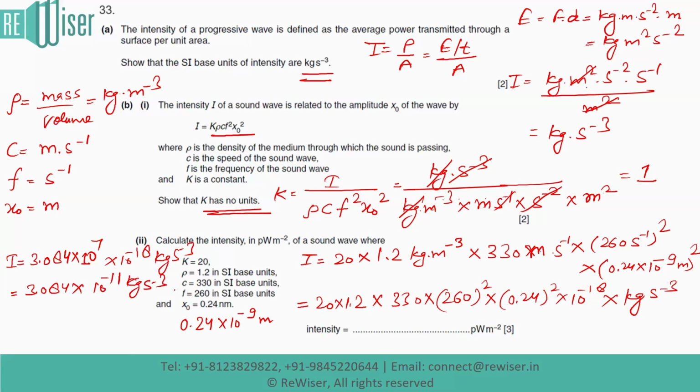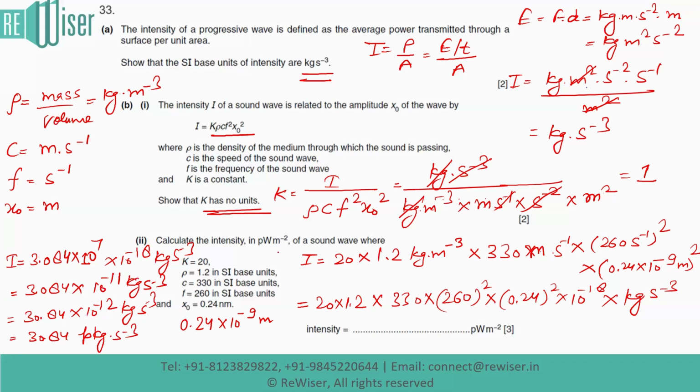Okay. So here it is written, you have to give it in pico watt. Pico is basically 10 to the power minus 12. So if we write 10 to the power minus 12 here, we have to divide by 10 and multiply by 10 at the same time. So it will be 30.84 into 10 to the power minus 12 kilogram s minus 3. So it is now pico, 30.84 pico kilogram s minus 3.